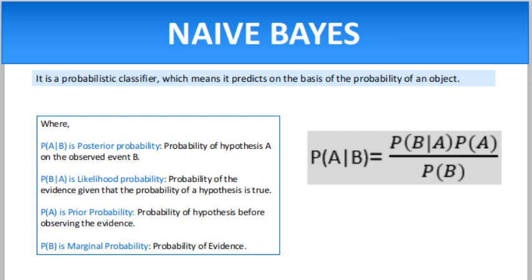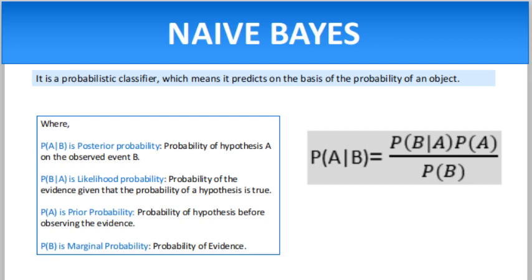The naive Bayes algorithm is comprised of two words, naive and Bayes. It is called naive because it assumes that the occurrence of a certain feature is independent of the occurrence of other features. Such as, if a fruit is identified on the basis of color, shape, and taste, then a red, spherical, and sweet fruit is recognized as an apple. Hence, each feature individually contributes to identify that it is an apple without depending on the others.